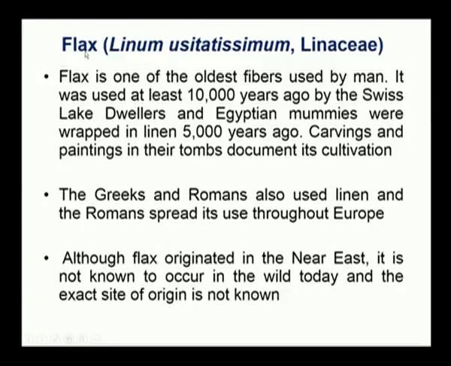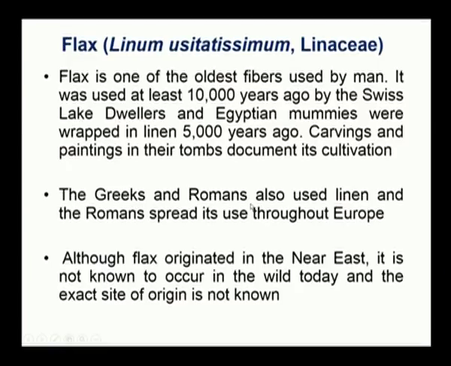Another class of fiber is flax. Flax is one of the oldest fibers used by man. It was used at least 10,000 years ago by the Swiss lake dwellers, and Egyptian mummies were wrapped in linen 5,000 years ago. Carvings and paintings in their tombs document its cultivation. That means this flax material is not a new one; it has a very long history, known 10,000 years back, and the material was used for painting and decorating items, especially 5,000 years ago.